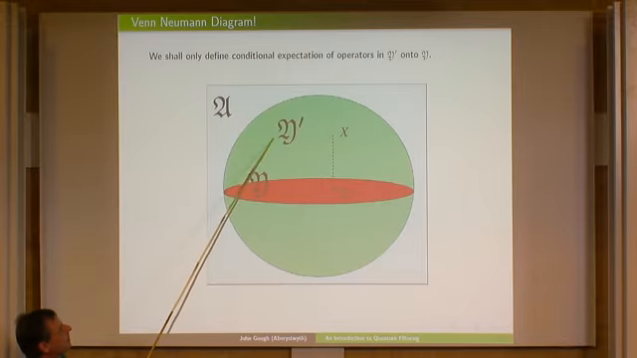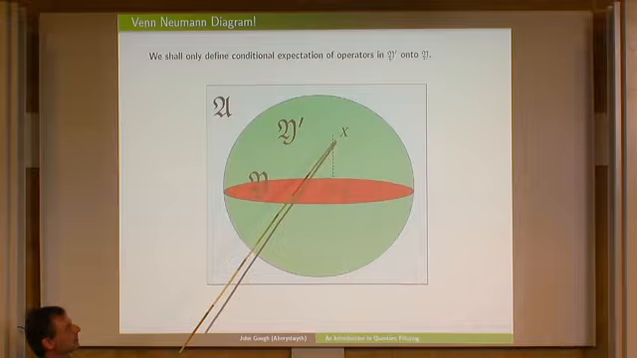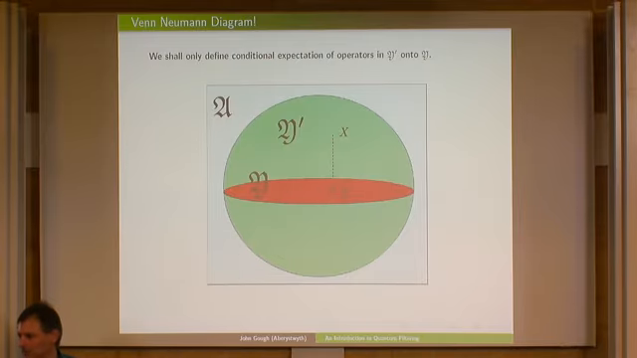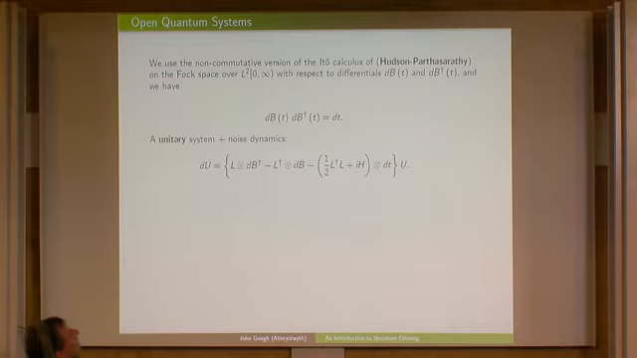But the thing is, an element over here doesn't necessarily commute with this, because the commutant itself doesn't necessarily have to be a commutative algebra, right? So this green blob here may well be genuinely quantum. It's non-commutative. Okay.